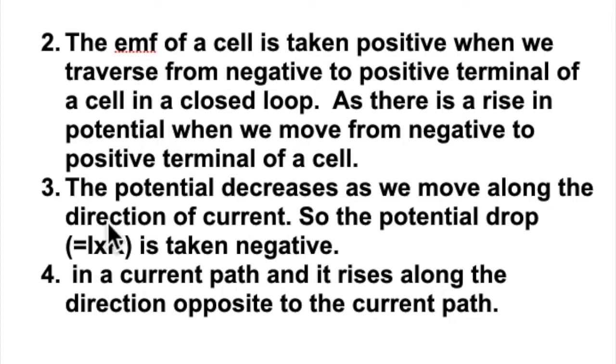Third sign convention: the potential difference decreases as we move along the direction of current, because we know current flows from higher potential to lower potential. So, there is a drop of potential. The potential drop IR is taken as negative. Similarly, if you are moving against the current, there is a rise in potential which we record as positive.